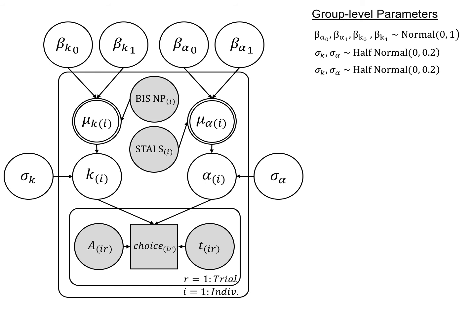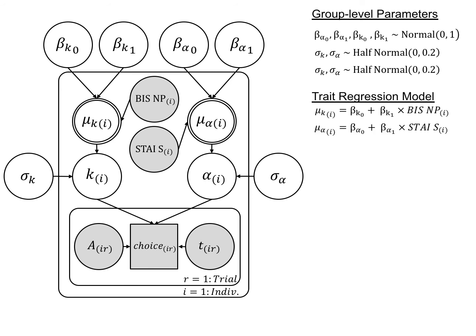That effect is beta K1, like a regression slope. Similarly, beta alpha 1 is the regression slope on the relationship between state anxiety and the alpha parameter across subjects. We call this the trait regression model, where essentially our predicted value for any individual's discounting rate or reward valuation parameter alpha is a function of their trait impulsivity and state anxiety scores respectively.